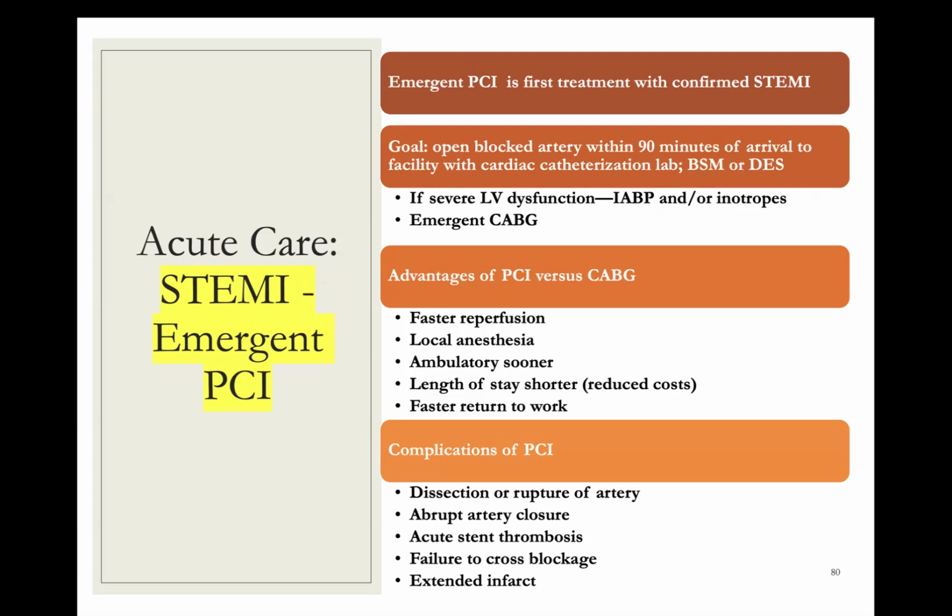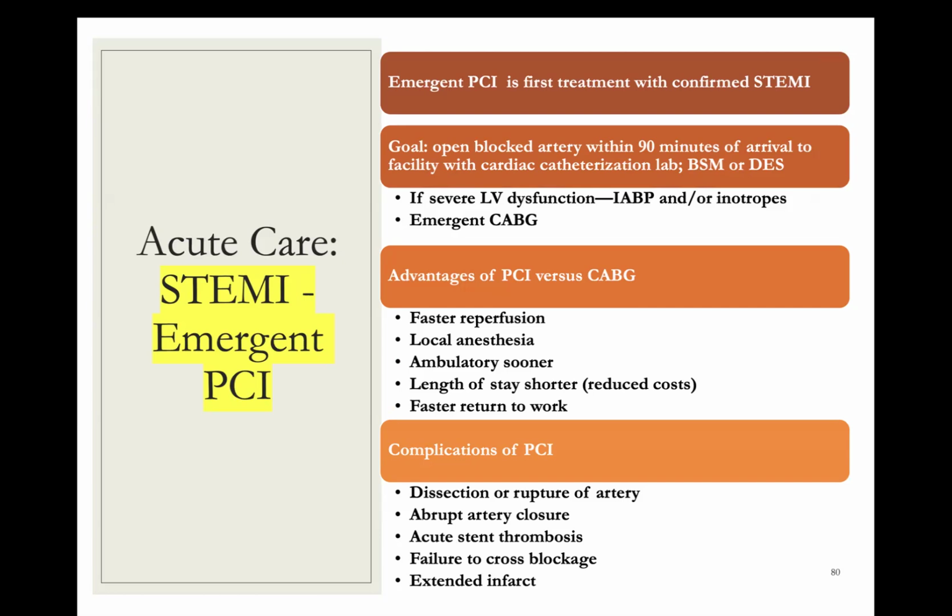If they're unable to do the catheterization for whatever reason or it's not successful, they'll admit them to the ICU and they'll use devices and drugs to keep their heart working as best it can. You guys will learn about that more in fourth semester. You don't need to worry about it now.